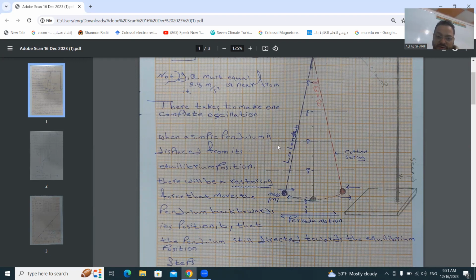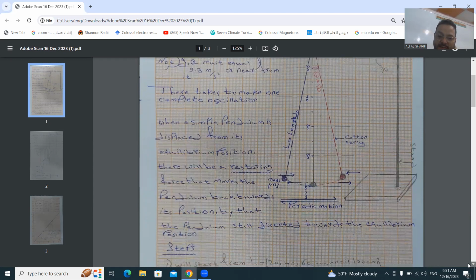When a simple pendulum is displaced from its equilibrium position, there will be a restoring force. Restoring force, what does that mean? This force will make the ball, the pendulum, come back to the original point. That moves the pendulum back towards its position. By that, the force is still directed towards the equilibrium position.